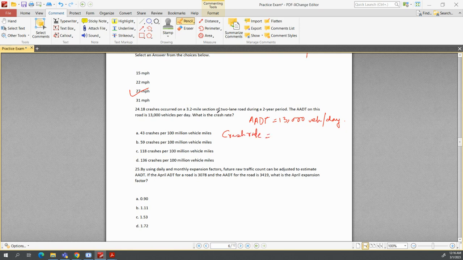You see, they have given you a 3.2-mile section. So when they give you a section, you have to find the crash rate per 100 million vehicle miles. The number of crashes given is 18. When you have 13,000 vehicles, you have 18 crashes. A 2-year period is given, so it is 2 times 13,000.